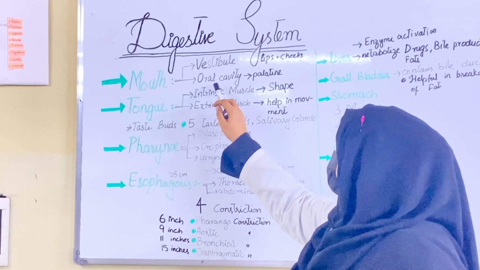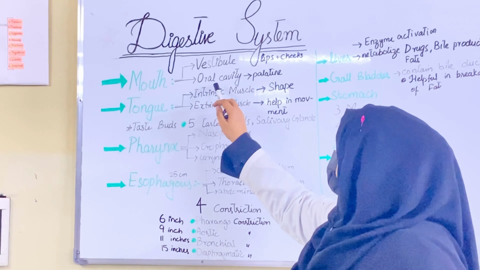Then in the tongue we have taste buds. We have a total of 5 tastes. The tip of the tongue is salty in taste and the side of the tongue is sweet in taste. The lateral side of the tongue is sour in taste and the center part of the tongue is umami in taste. The most posterior part is bitter in taste.